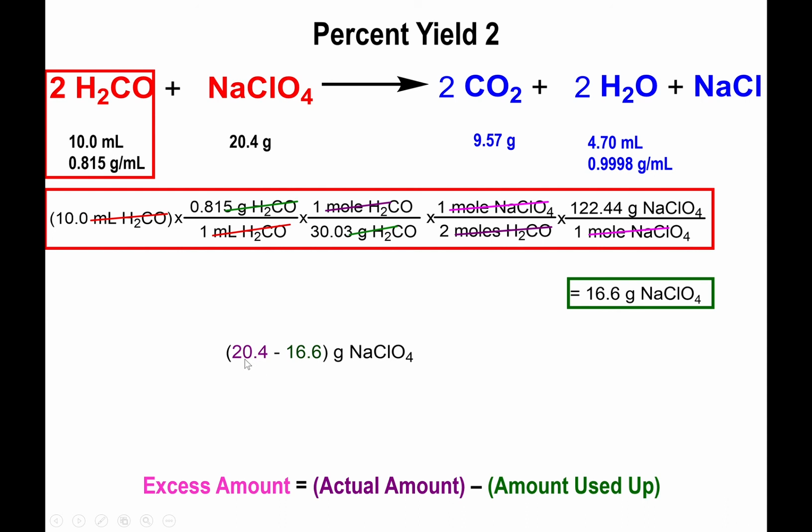So that means that 20.4 minus 16.6 will give us the amount of sodium perchlorate that's actually still present in the reaction flask. In this case, 20.4 minus 16.6 means that we have 3.8 grams of sodium perchlorate left over. This will be the answer regarding the amount of excess reagent left over. The amount in the green box is the amount that got used up. All right, so with that, we are basically done with stoichiometry.